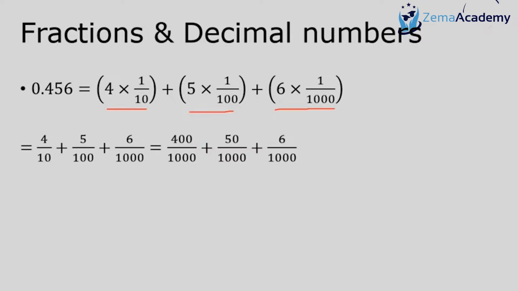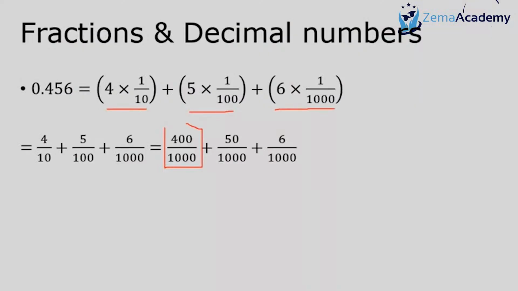Then what we can do is convert them to the same denominator. We did this last week. So in this case, remembering that we have to do the same thing to the top and the bottom of the fraction so that the information remains the same, to get from 10 to 1,000, we have to multiply by 100. So that's what happens to 4 as well. It becomes 400 over 1,000.